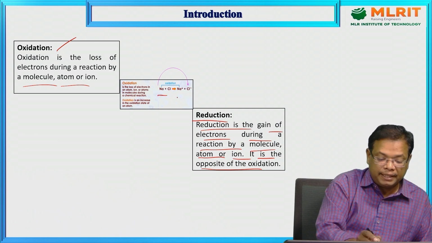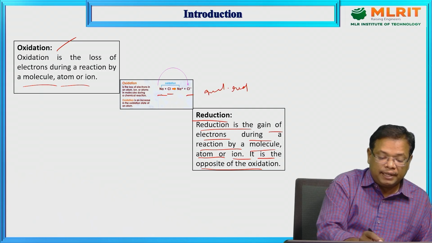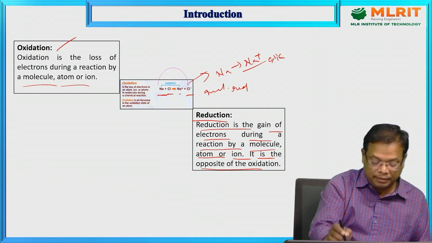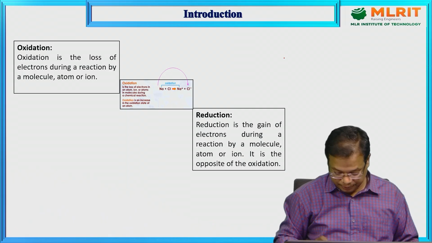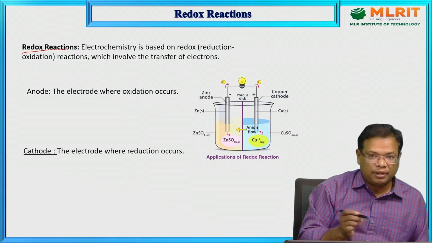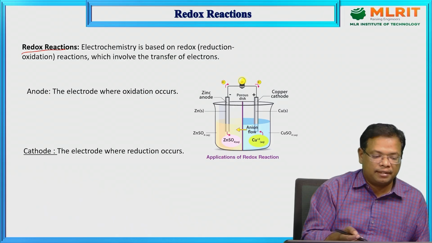So here NaCl gives rise to Na plus and Cl minus. Here Cl minus gains electrons, it is called reduction, whereas Na plus loses its electrons. Na to Na plus is called oxidation. So it's a very simple topic. Redox reactions. What is a redox reaction? Both oxidation and reduction can take place in any reaction, that is called a redox reaction.